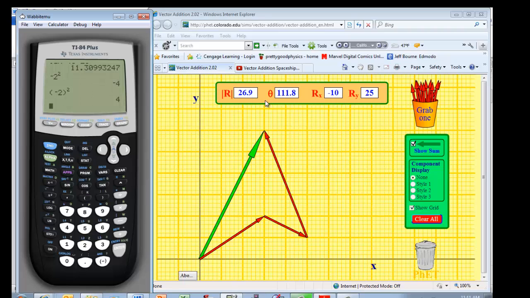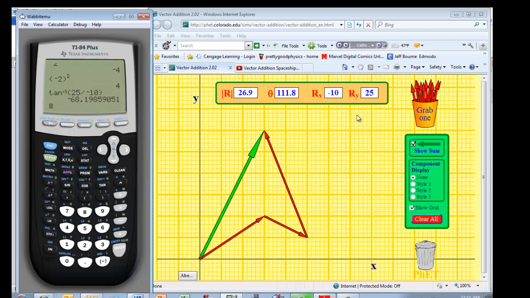And then if you do the inverse tangent of 25 over negative 10, well, let's try that. What happens when you do that? If you take inverse tan of 25 divided by negative 10, you get negative 68.2 degrees. Negative 68.2 degrees. Well, what does that mean? What does that negative angle mean?